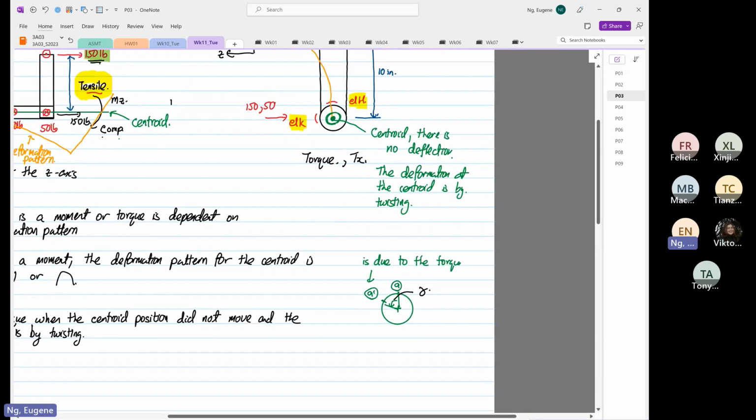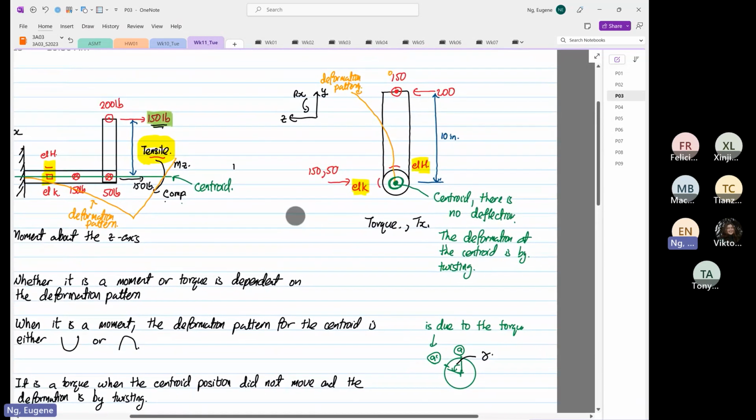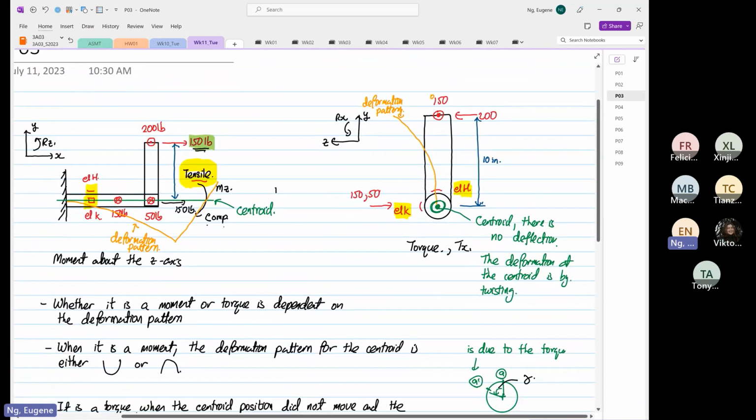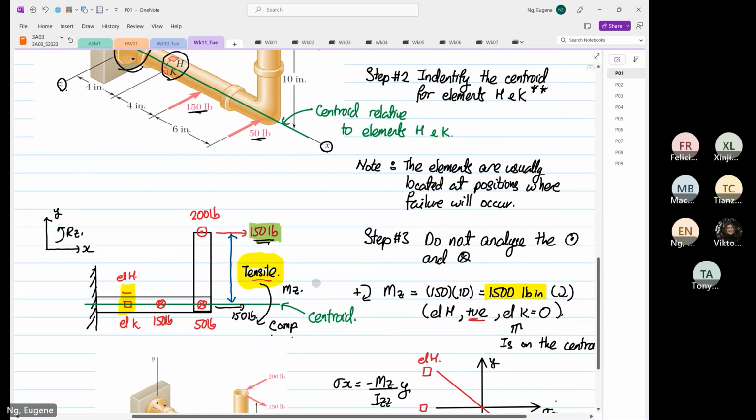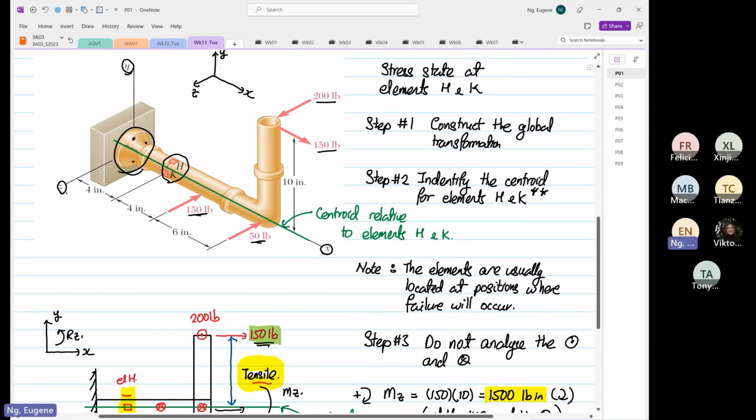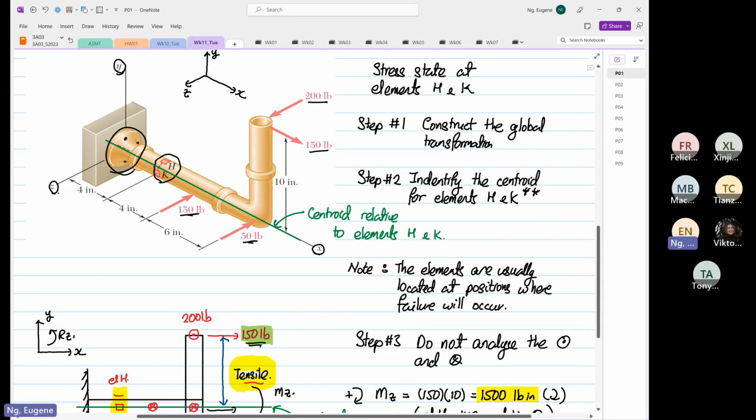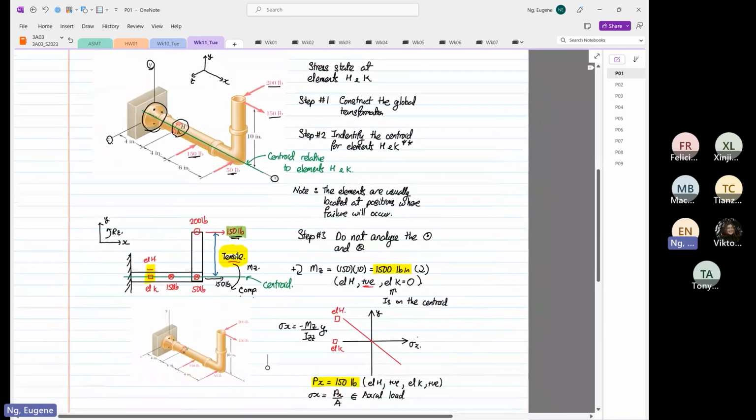So let's quickly sum up. I know it's a lot over here. So what do we have? First thing, step number one, we have to identify our global transformation. Then we have to identify the centroid. Now you can see how important the centroid is, right? The centroid can tell us whether it's a bending moment or a torque. Then after that, do not analyze the dots and crosses.